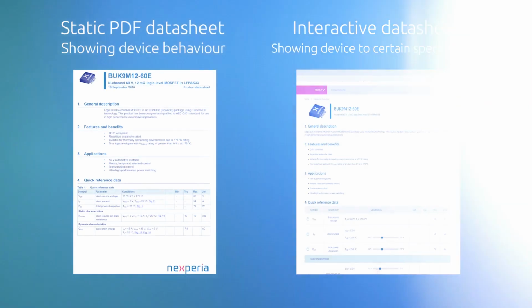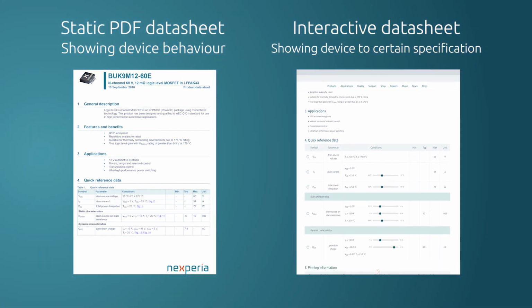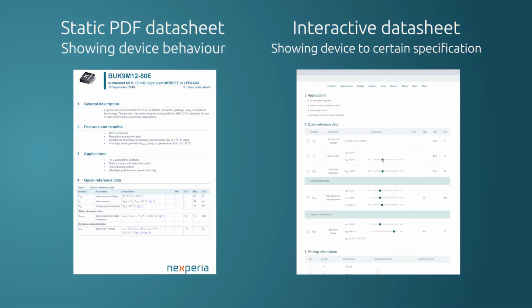Now, an interactive datasheet, that's meant to be dynamic. The goal here is rather to show the device behavior. So previously with a static datasheet we are showing to deliver a device to a certain specification, while with an interactive datasheet, we are trying to show the device behavior itself. On to the next question.